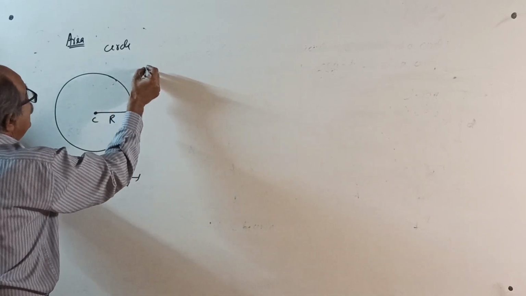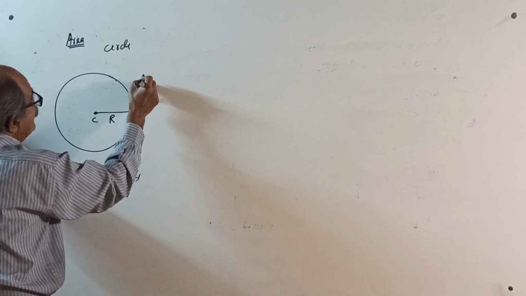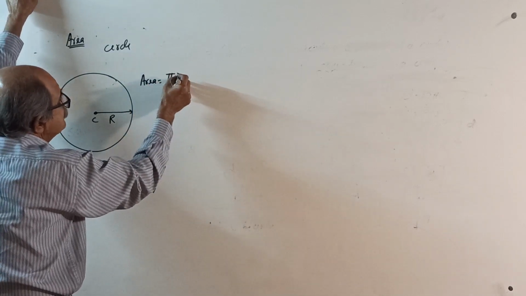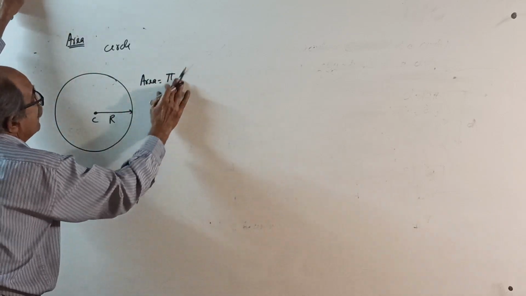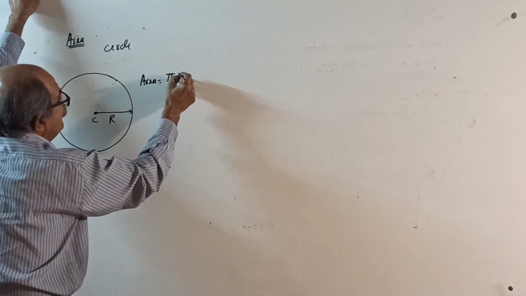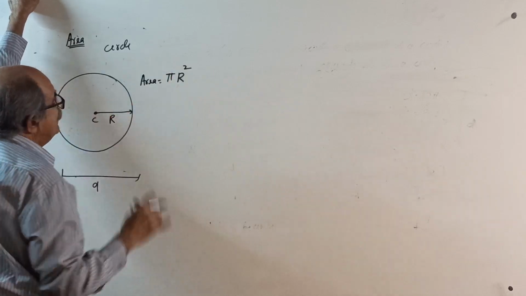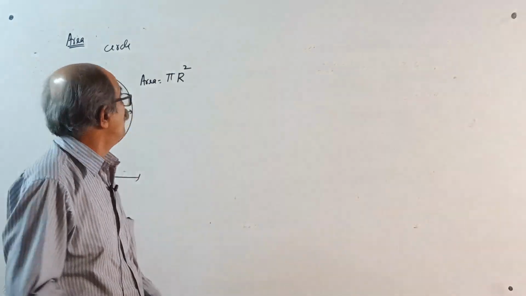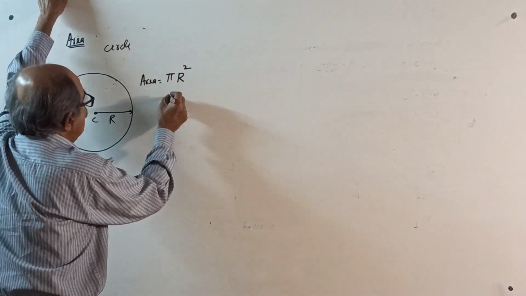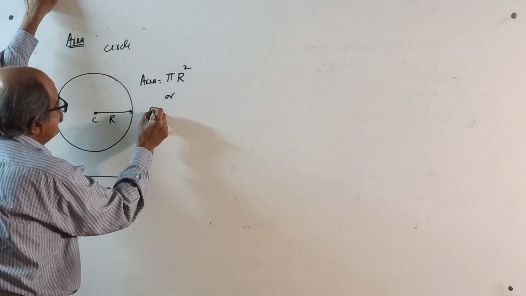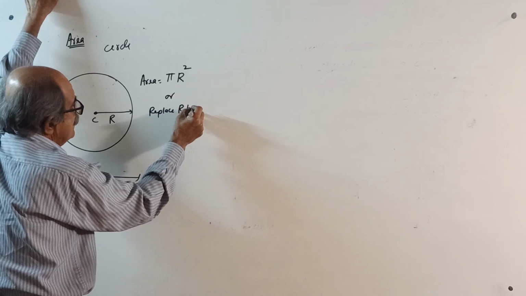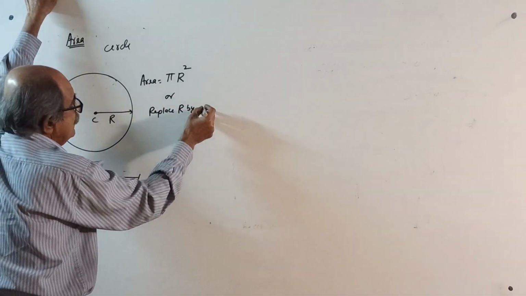Area for a circle, you should know, is pi r square, or radius capital R. I was earlier writing small r. Pi r square. Remember, area for a circle is pi r square. Now, or replace r by what? R by d by 2.